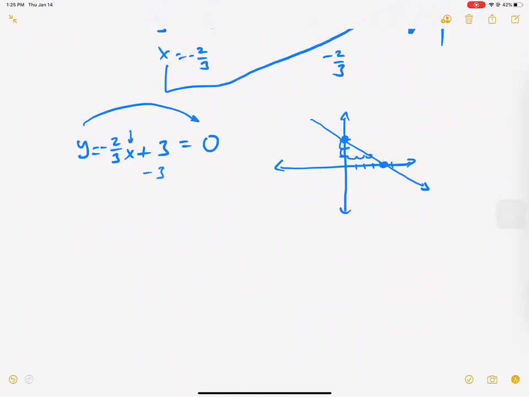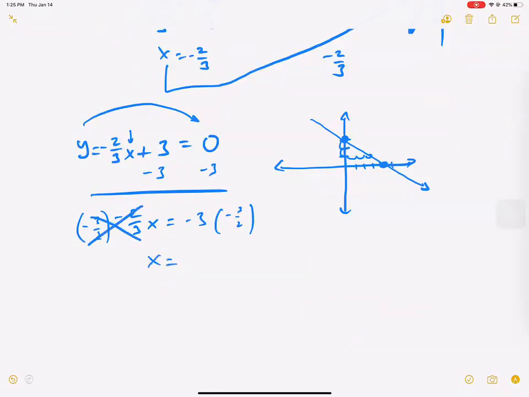Let's get rid of the 3. Negative 2 over 3 x equals negative 3. And then we're going to multiply by the reciprocal. I'm going to multiply both sides by negative 3 over 2. x is equal to positive 9 over 2, which is actually equal to 4.5. And that graph kind of looks like 4.5, doesn't it? 4.5-ish.